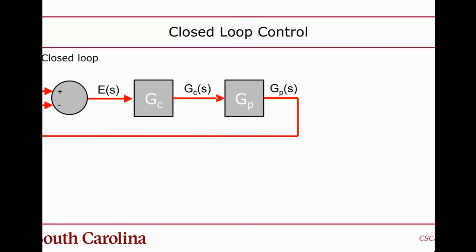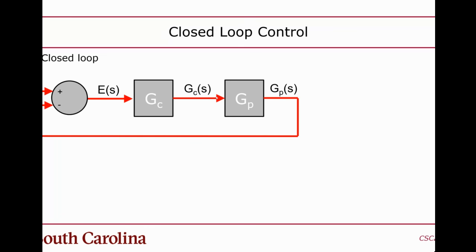So the idea is I want to take the physical system and I want it to be at RREF, and RREF is also a function of S, because RREF is also a signal. I can change the set point as much as I want. It doesn't have to be a DC. It doesn't have to be a constant, right? It can be a signal in and of itself.